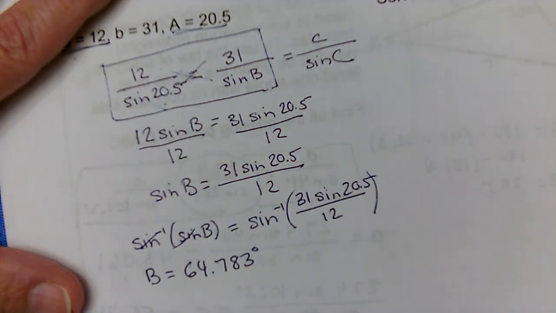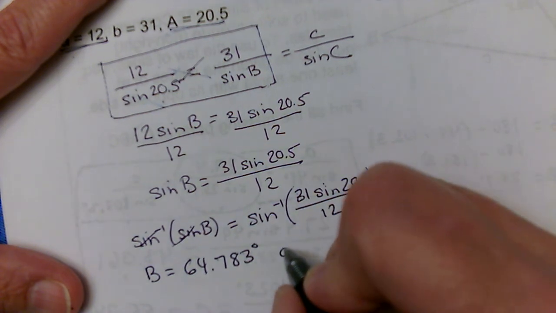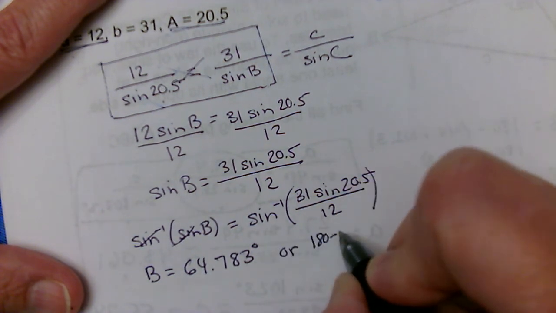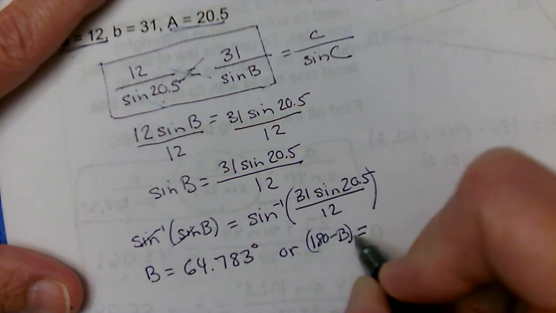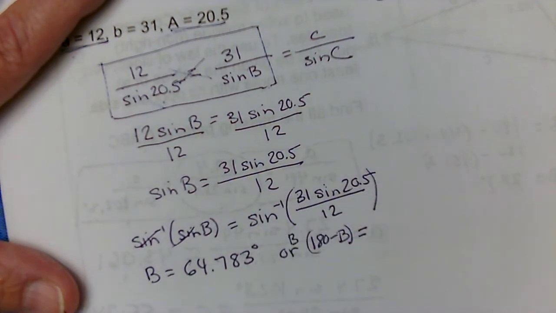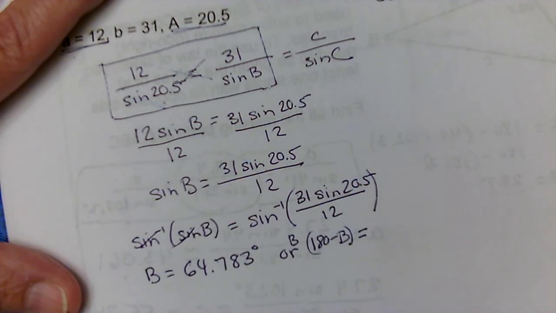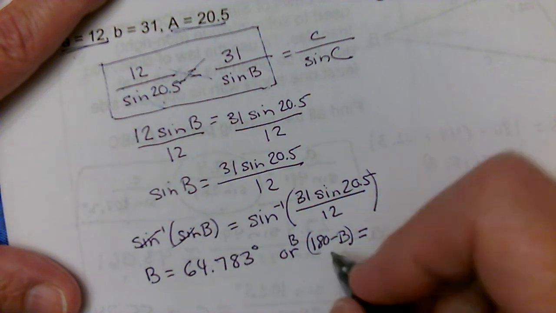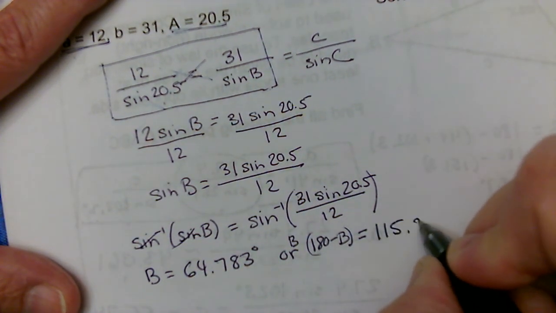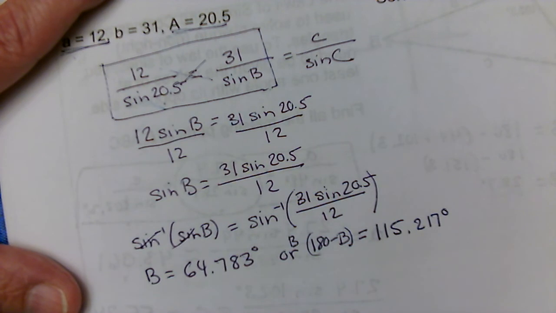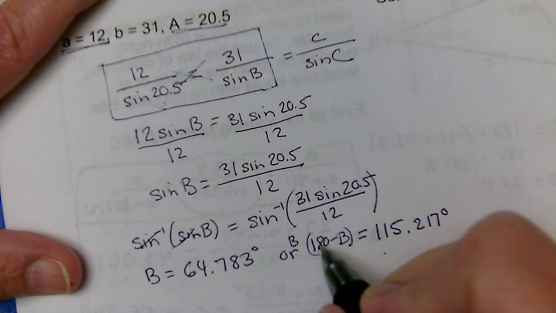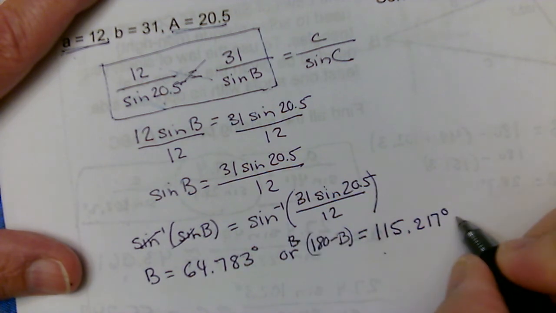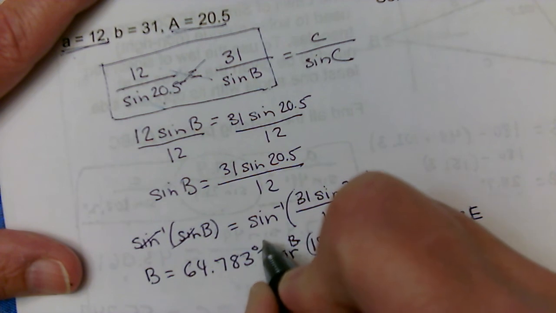But remember, I'm going to store that into B. I also need to consider the angle 180 minus that. So 180 minus that answer gives us 115.217, and I'm going to store that one into E. So I have two different answers that I could use for angle B. I stored this one into E, I stored this one into B.